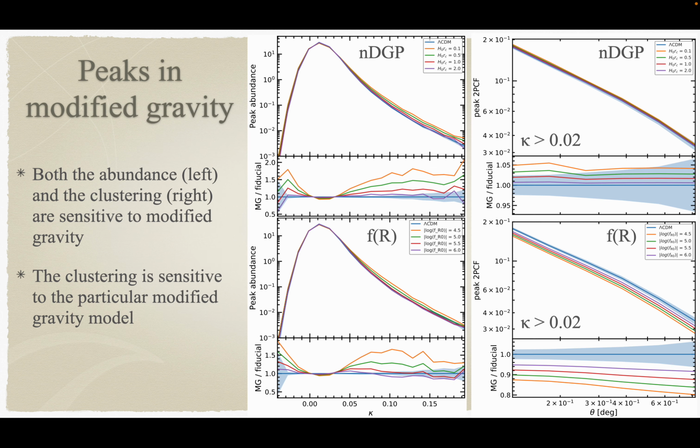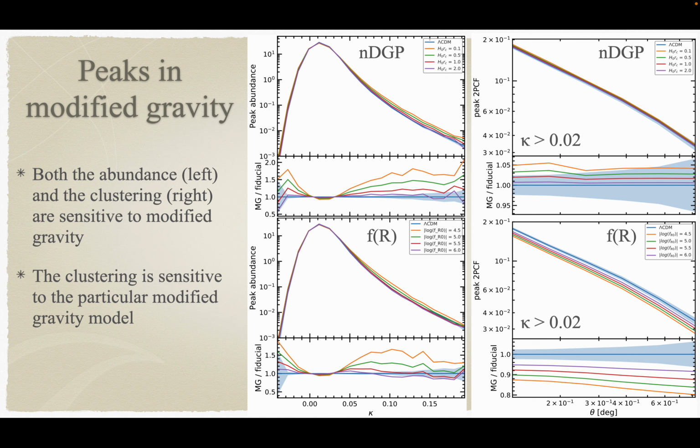Finally, we have some additional suites of n-body simulations that allow us to test how these statistics depend on two modified gravity models, nDGP in the top and f of R gravity in the bottom. So now we can vary these modified gravity parameters and see how these statistics change. Just as a reminder, in these modified gravity models, we are introducing an additional gravity-like fifth force which enhances structure formation in certain regimes.